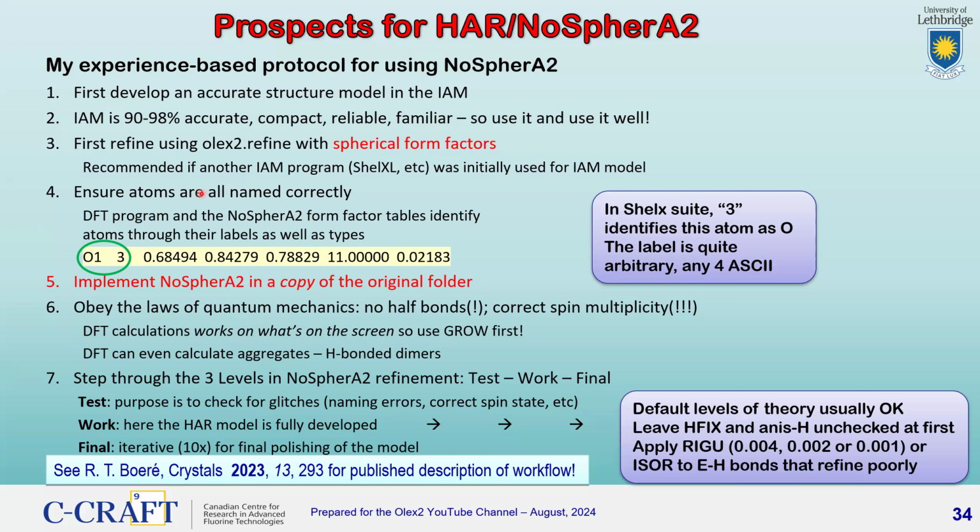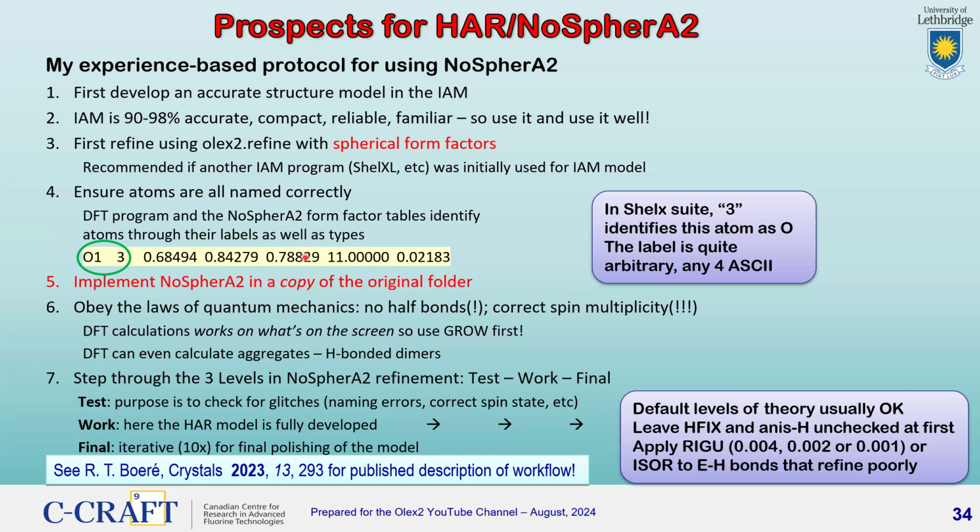But in NoSpherA2, we're doing DFT calculations where each atom has to be individually labeled. And so now we are using the atom labels to identify atoms. And this cannot be changed easily. And so what we found out by hard experience is that you must get the atom names correct at the beginning, at the end of the full IAM refinement, and before you start NoSpherA2. Otherwise, you end up having to redo a lot of your work, and you may not get to the same endpoint in the repetition.